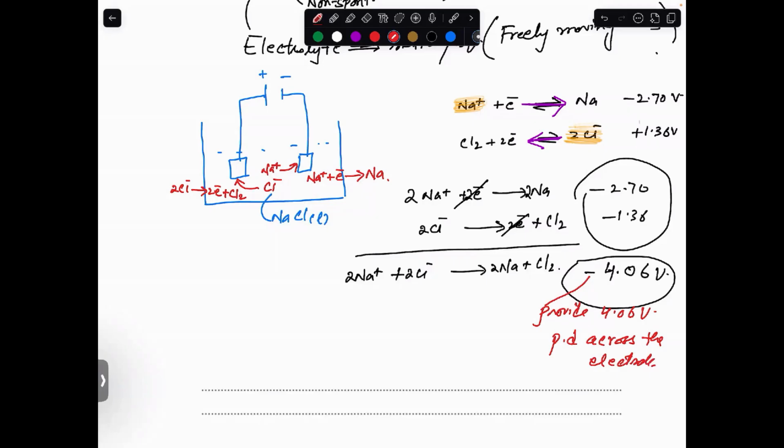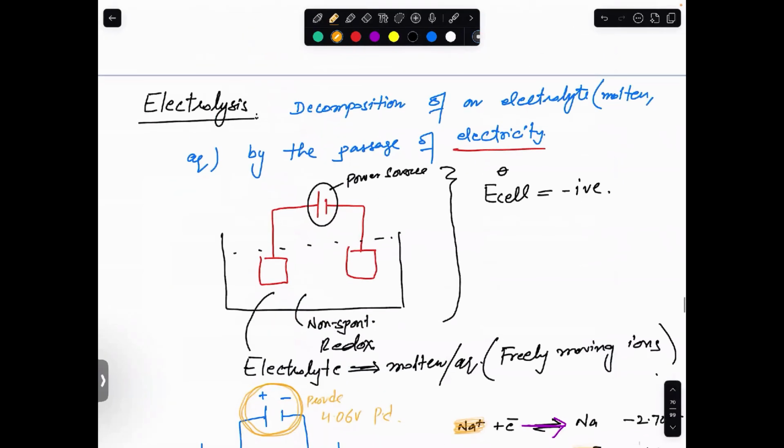It means you provide 4.06 volt potential difference across the electrodes to run this reaction. So you have to use a power source which can provide a potential difference of 4.06 volt, right? For all electrolysis and electrolytic cells, the E cell is always negative, right?